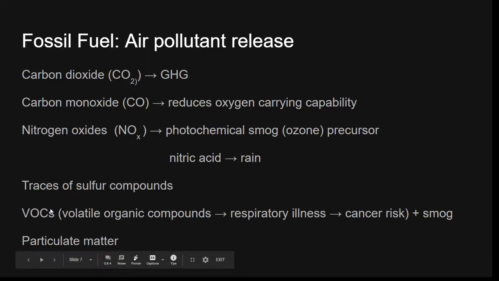We release things called VOCs. VOCs are just volatile organic compounds. All that means is it's a compound that's carbon-based, that it could be a liquid or a gas that very quickly evaporates into the atmosphere and becomes part of the atmospheric air. Oftentimes these cause respiratory illness. They can increase your cancer risk, and they're a part of the formation of smog, and then also, again, particulate matter, because anytime you burn things, you're going to have small amounts of soot.